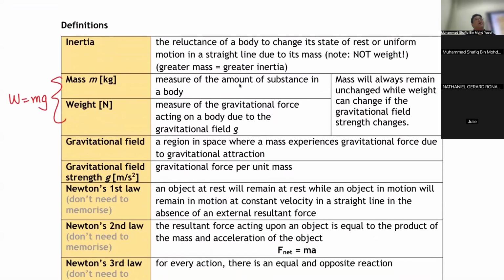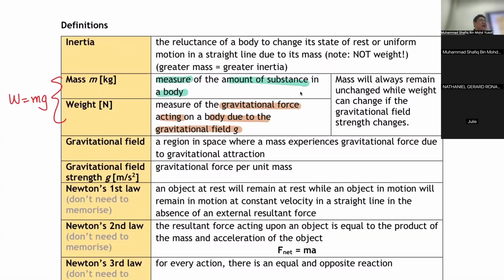Okay, this formula. Now, as you all know, mass, the important thing you must take note of in terms of definition, is the measure of the amount of substance present in a particular body. But weight, you all must be careful, because it depends on the gravitational force acting on the body due to the gravitational field, which is g. Please take note of the difference between mass and weight: mass will never change. So if you go from Earth to Moon and Saturn and whatnot, the mass remains unchanged or unaffected.